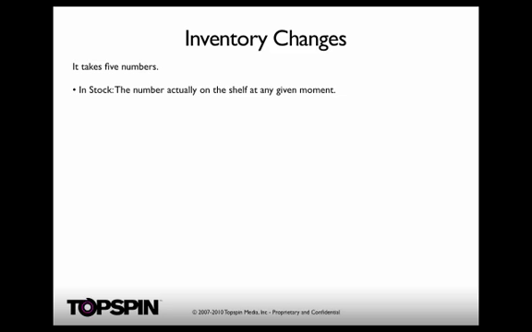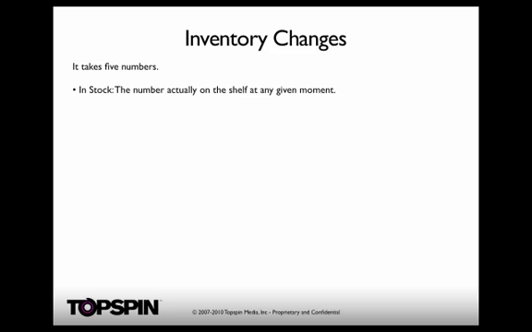The first number is in stock, and this one is deceptively simple. It's the number actually on the shelf at any given moment. So if I have 110 CDs, my in-stock number is 110. You only count exactly what you have physically in hand. It is the count of what you have.